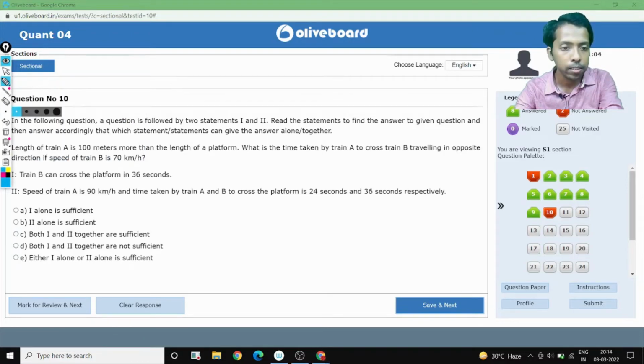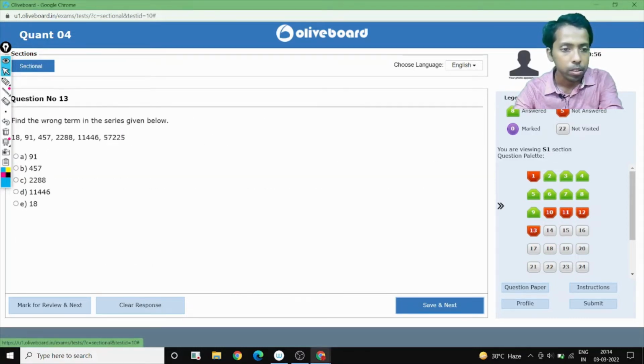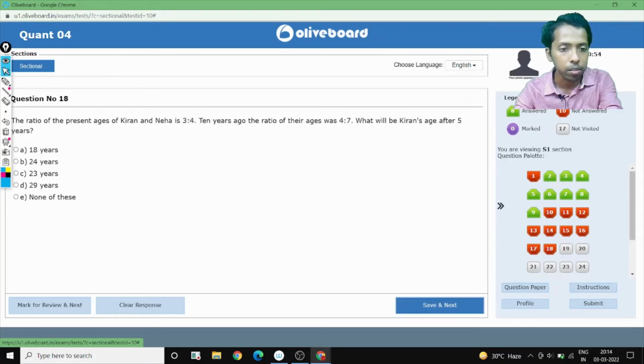Moving to next here, length of the train. Okay, just leave it. Try to find out some easier question here. Yeah, wrong number term. Let's see. Simplification question is okay. This is easier. Time. The ratio of the ages of Kiran and Neha. That is the ratio for 10 years ago. This is it.